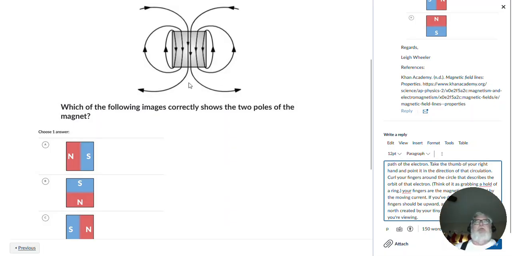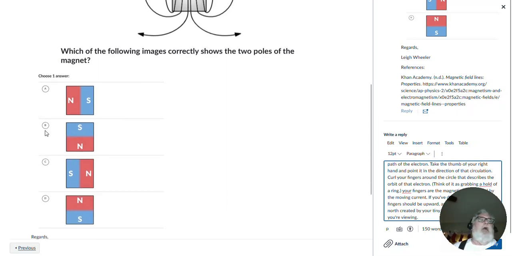the bar magnet. Okay, so where they begin and end are the north and south poles. So this is a vertical alignment. Okay, the field lines are coming in to the South Pole. That's what they do. And they come out of the North Pole. Thus, the North Pole is at the bottom, the South Pole is at the top. And that would be answer B.